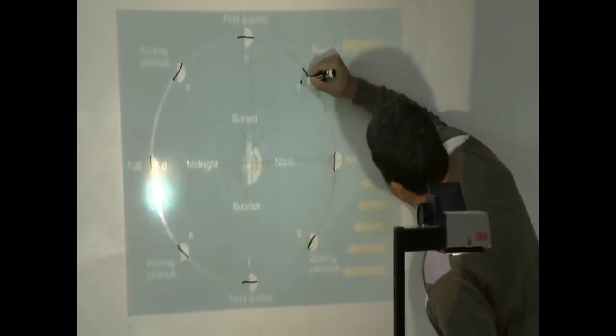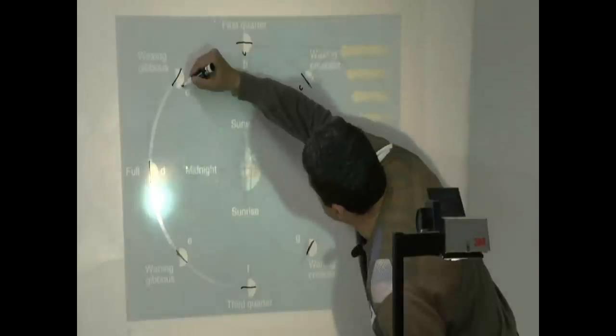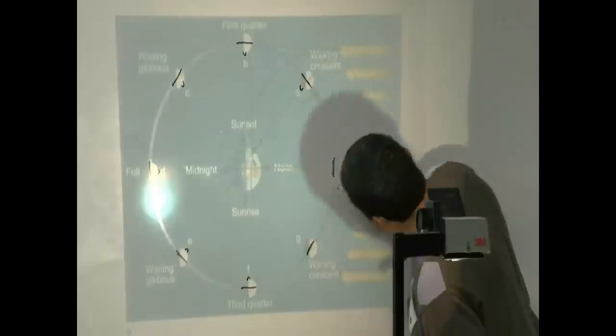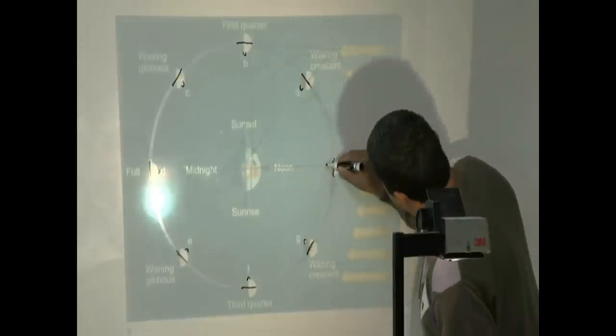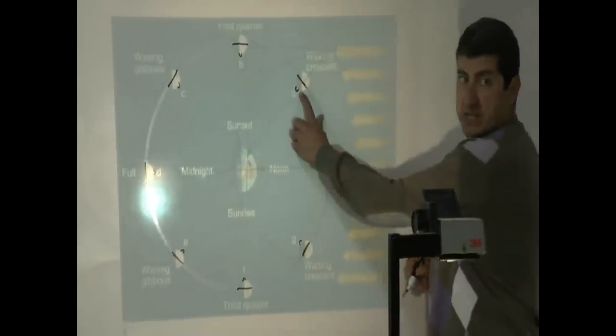So let's say there's a lunar peak here. We always see that same peak facing us. I think this is a good way to see this. So you see how we're looking at the same side?